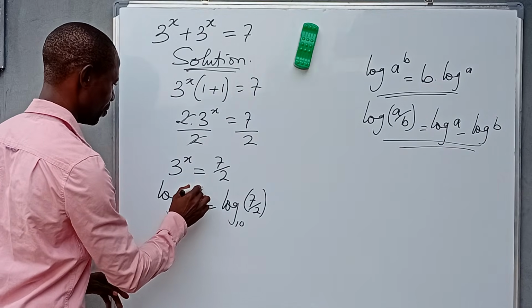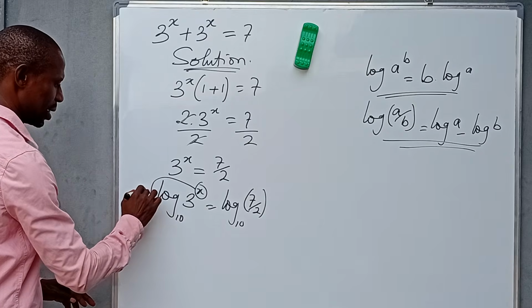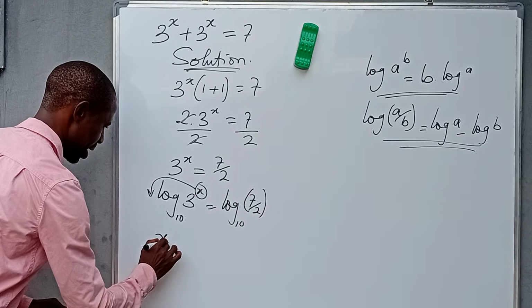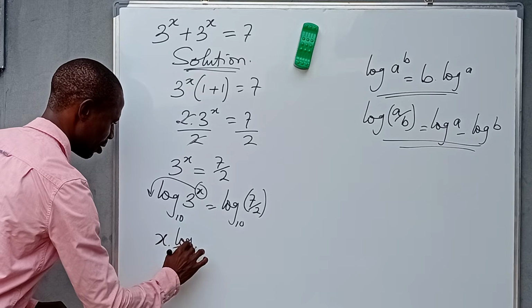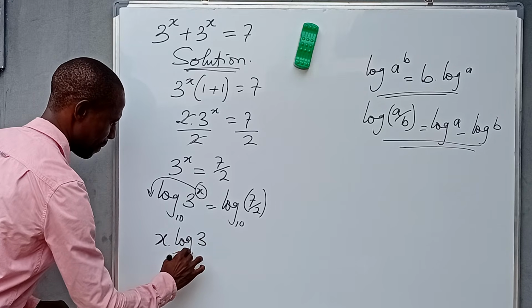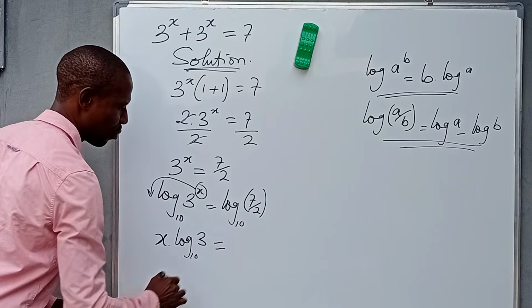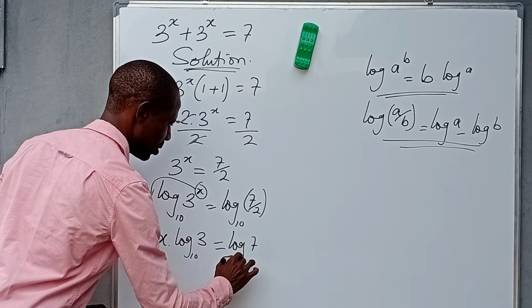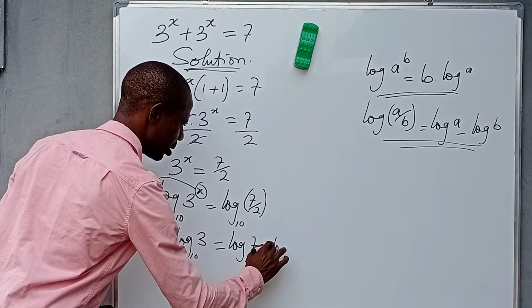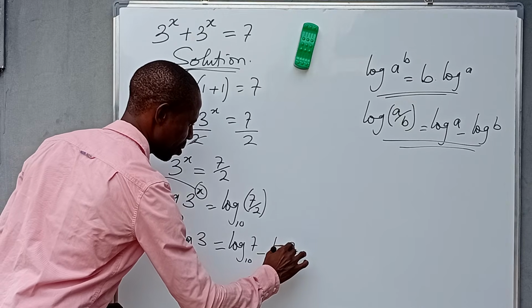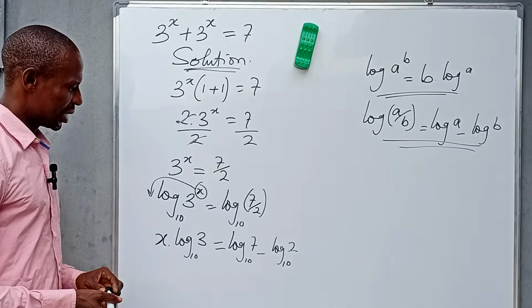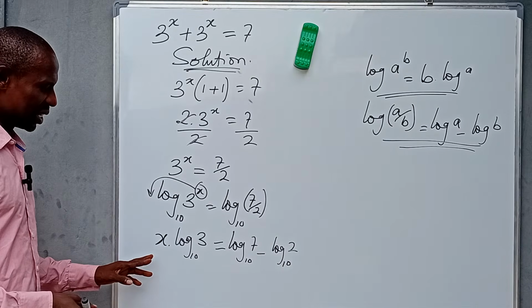So we want to apply these two laws here now. So we're going to move the whole of this x back here. Then this other side, we apply the division law. So we now have x times the log of 3 base 10. This is equal to log of 7 base 10 minus the log of 2 base 10. Simple.